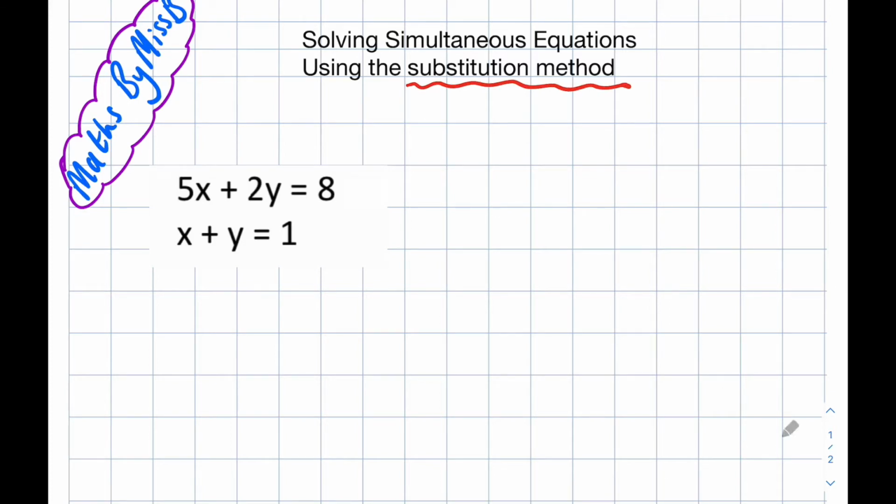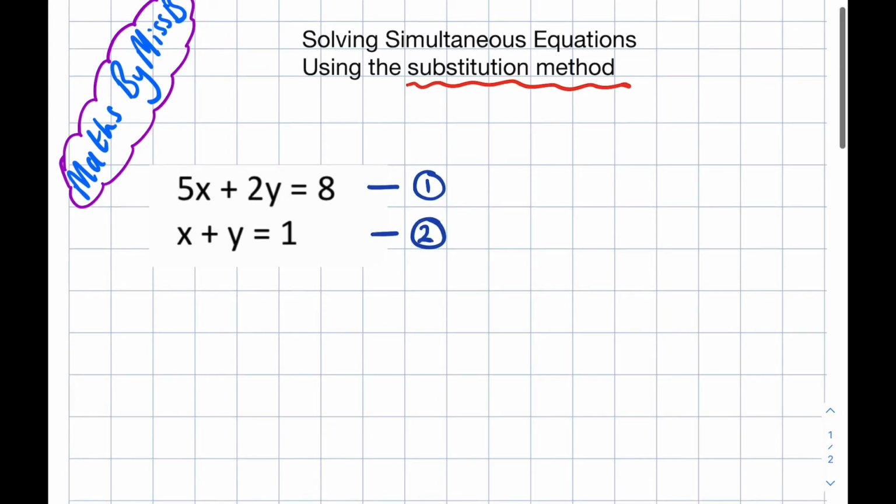This time what we don't need to do is make either the x's the same or the y's, because that's using the elimination method. Here we can substitute one equation into the other equation. So let's start by labelling each equation. We've got equation number 1 and equation number 2.